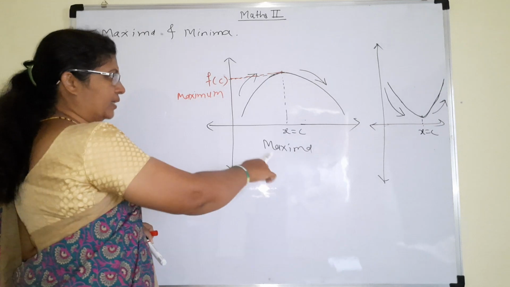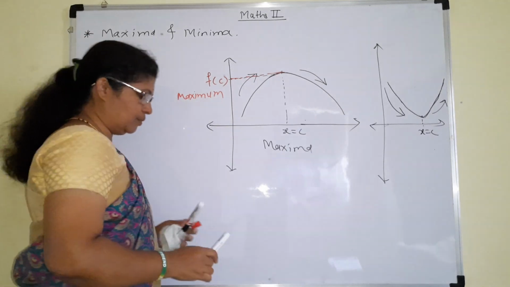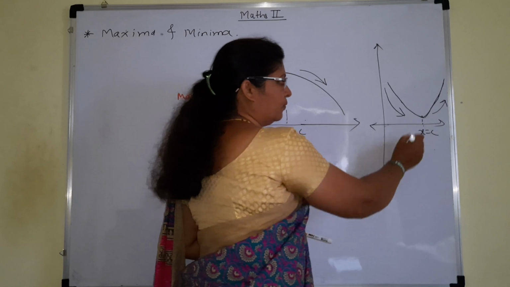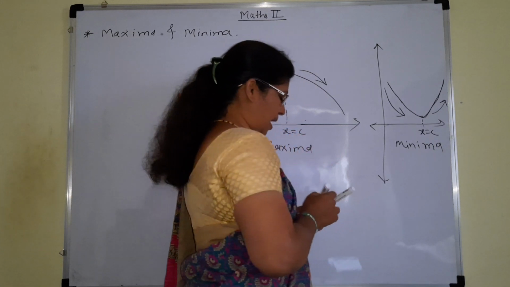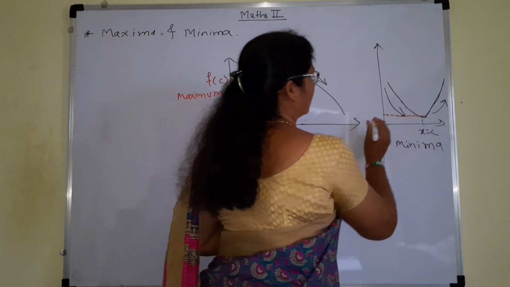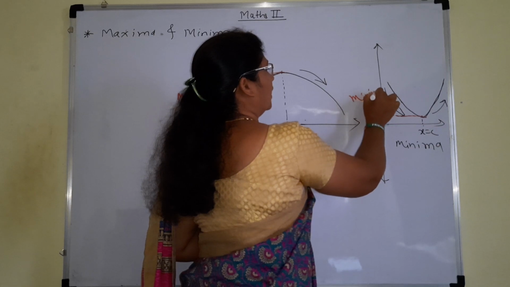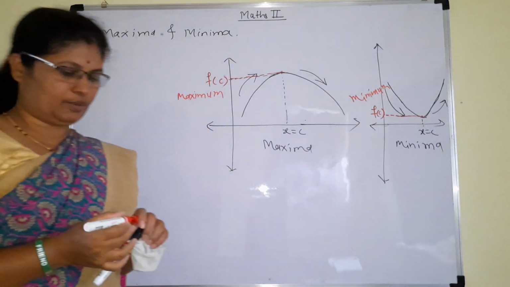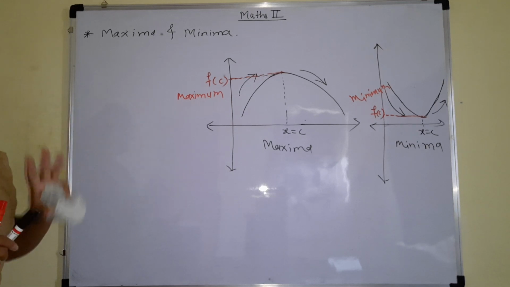Look at the words maxima and maximum. Now come to this one. This x equal to c, here the value of the function is minimum. So x equal to c is called minima, and at that point the value of the function, f of c, is nothing but the minimum value. So thus maxima and minima, the actual geometrical meaning is like this.